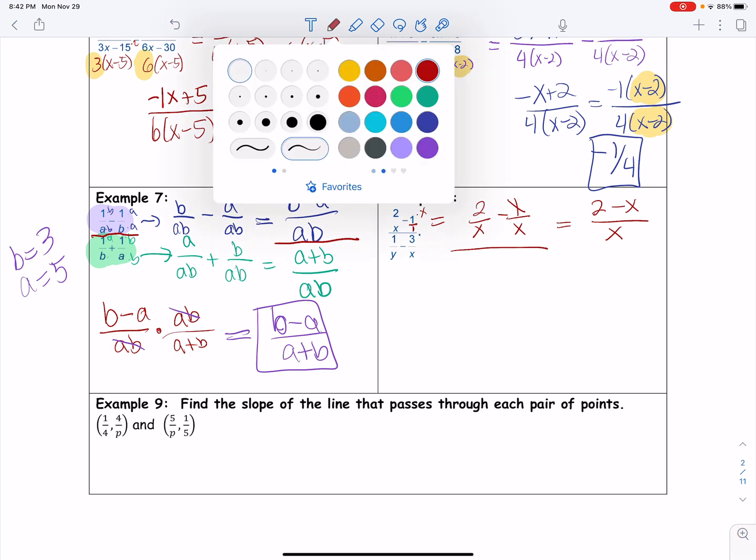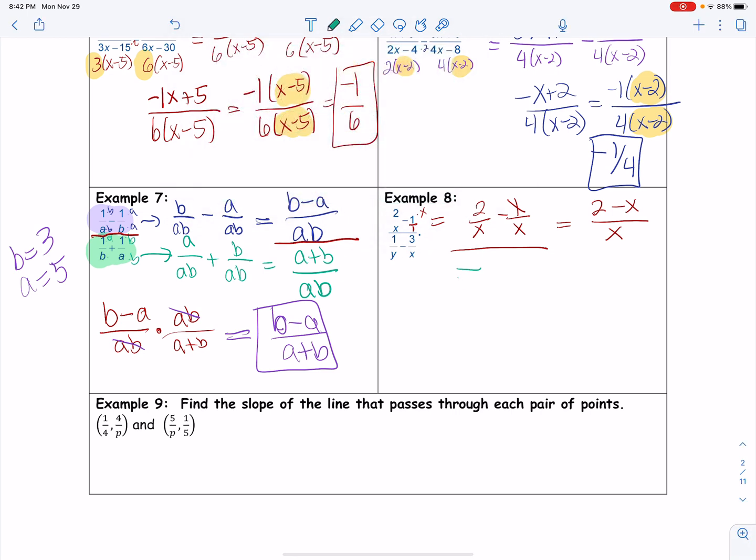Okay, so now I'm going to do the denominator, and my denominator would be xy. I just like to put it in alphabetical order. If you put yx, that's totally fine. It just makes sense to me to put it alphabetically. So my first fraction is missing an x. My second fraction is missing a y. And so that's going to be x minus 3y over xy. So I'm going to multiply by the reciprocal.